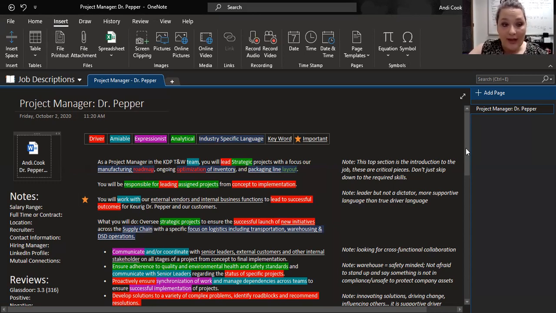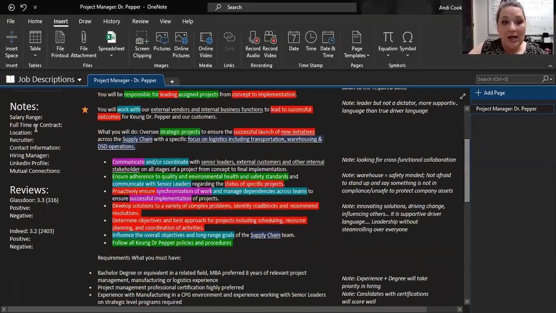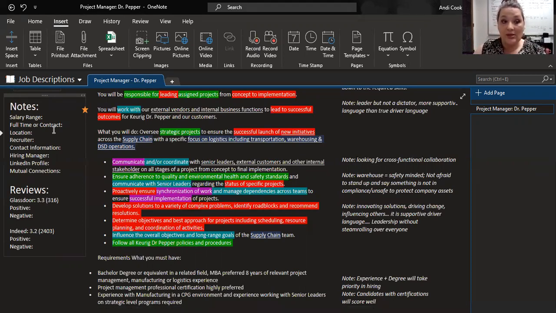Over here, I would make notes of the salary range, if I knew that, or once I found that out. Is it full-time or contract? What's the location? Do I know the recruiter's name? Can I find a recruiter on LinkedIn? Also, any contact information I have, email addresses, phone numbers. If I ask the question, how do you prefer for me to follow up with you? That would be another great place to notate that. Anybody's LinkedIn profile that you can find, and if you have mutual connections that may be able to help network you into the opportunity, I would notate those as well.